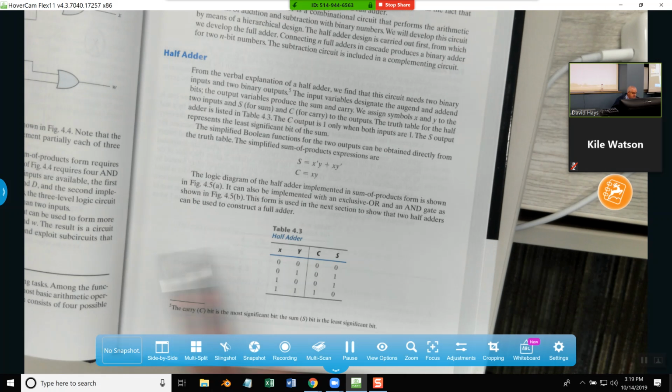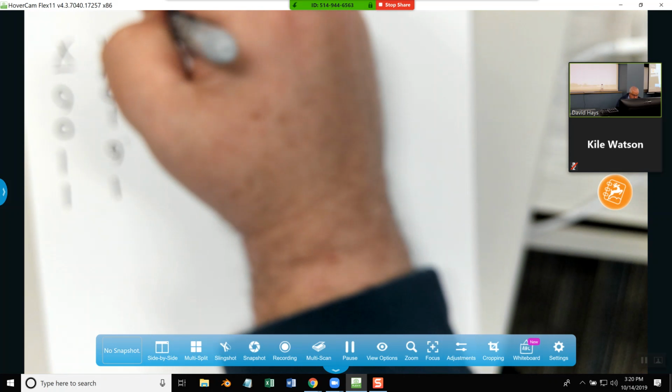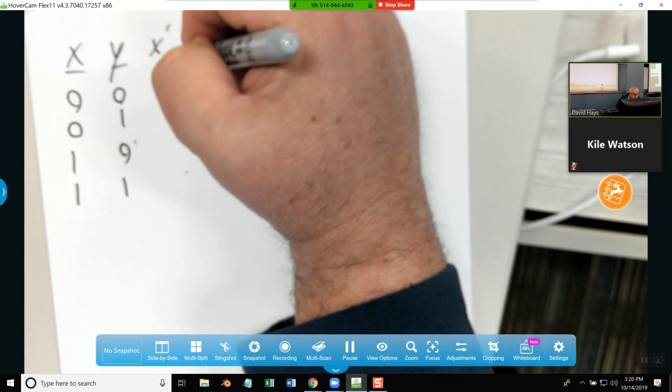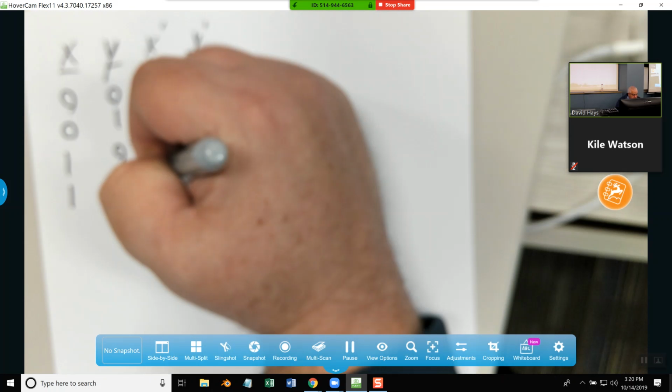It's like you're adding these together. 0 plus 0 is 0. 1 plus 1, or 1 plus 0 is 1. 0 plus 1 is 1, 0, which matches our S column. If you can see that directly, that's fantastic. But I can take the form of it and work backwards and see where it comes from. But their implementation is simplified Boolean function for the two outputs can be obtained directly from the truth table.